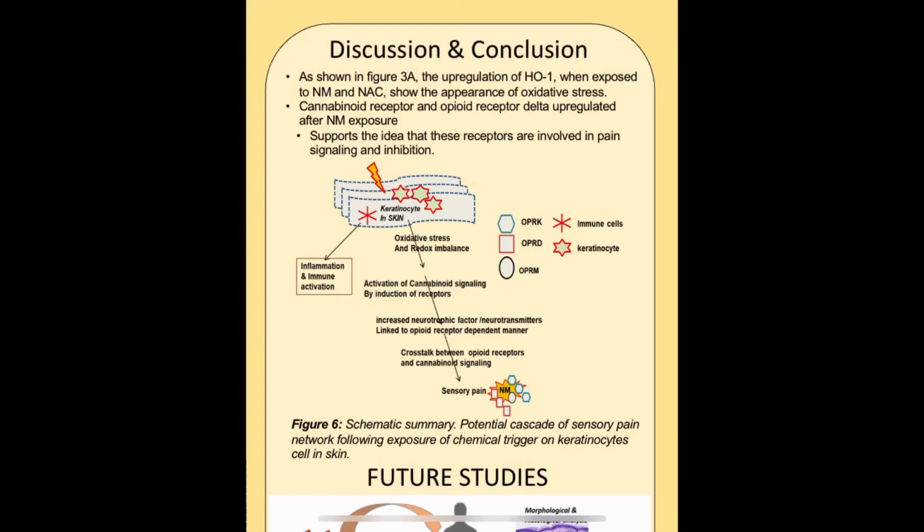Taking all together, as shown in figure 6, exposure to nitrogen mustard in Pam212 cells causes oxidative stress, which is responsible for inflammation, and then causes the activation of the cannabinoid signaling in the form of cannabinoid 1 and 2 receptors. Then, opioid receptor delta is activated to inhibit pain. This shows a crosstalk between cannabinoid receptors 1 and 2 and opioid receptor delta to control sensory pain.